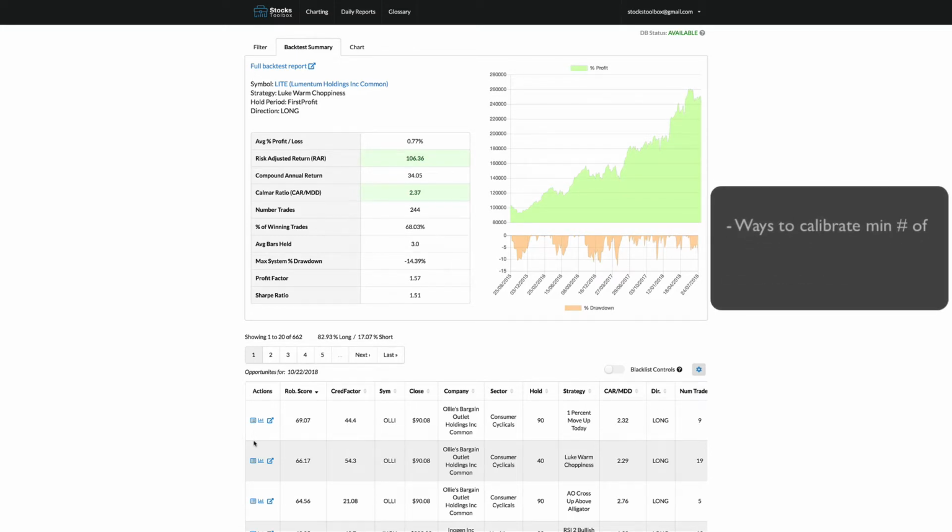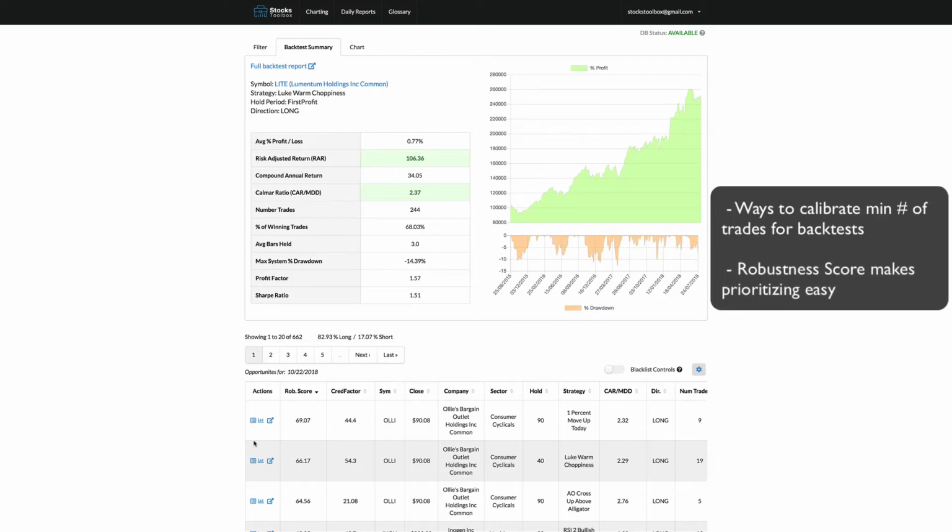So in this segment, we've discussed some ways you can start to calibrate the minimum number of trades required in a backtest to make it worth your consideration. And we also touched on how the robustness score in Stocks Toolbox makes this a much easier task for you.